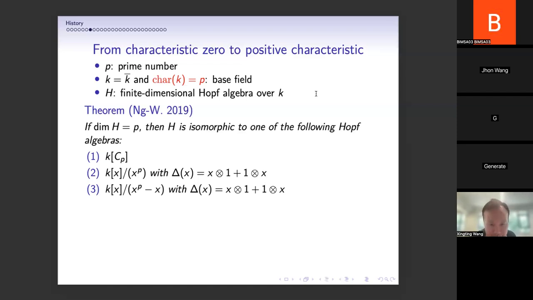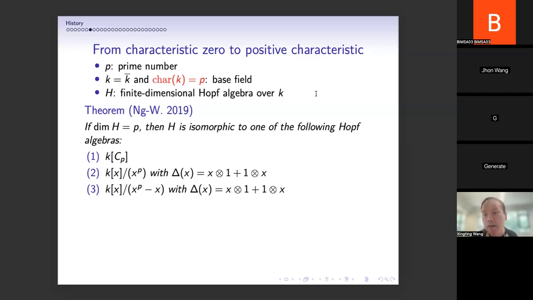The co-multiplication of the generator X there just means, in Hopf algebra terms, that they are primitive elements. Remember in the Taft algebra case, the generator X is called skew primitive. Here we call it primitive because you have the trivial group-like, right? X tensor 1, 1 tensor X. And these things in the finite dimensional case only occur in positive characteristic.